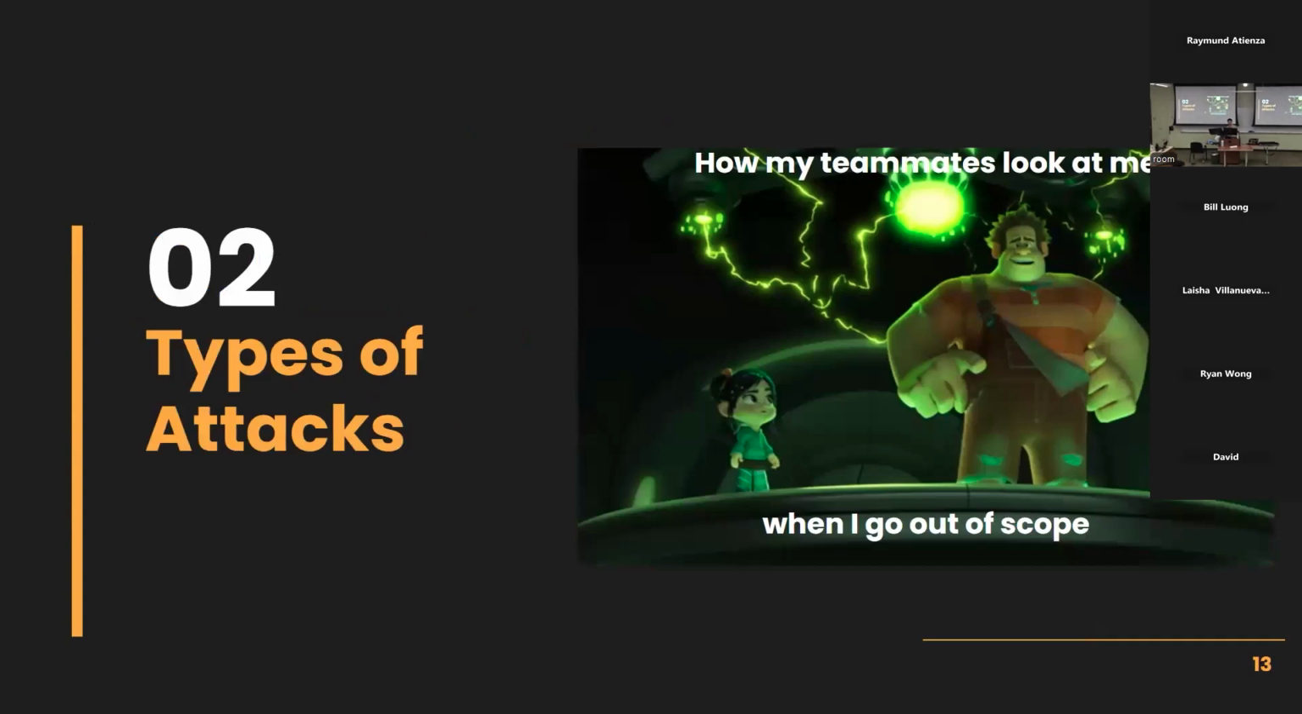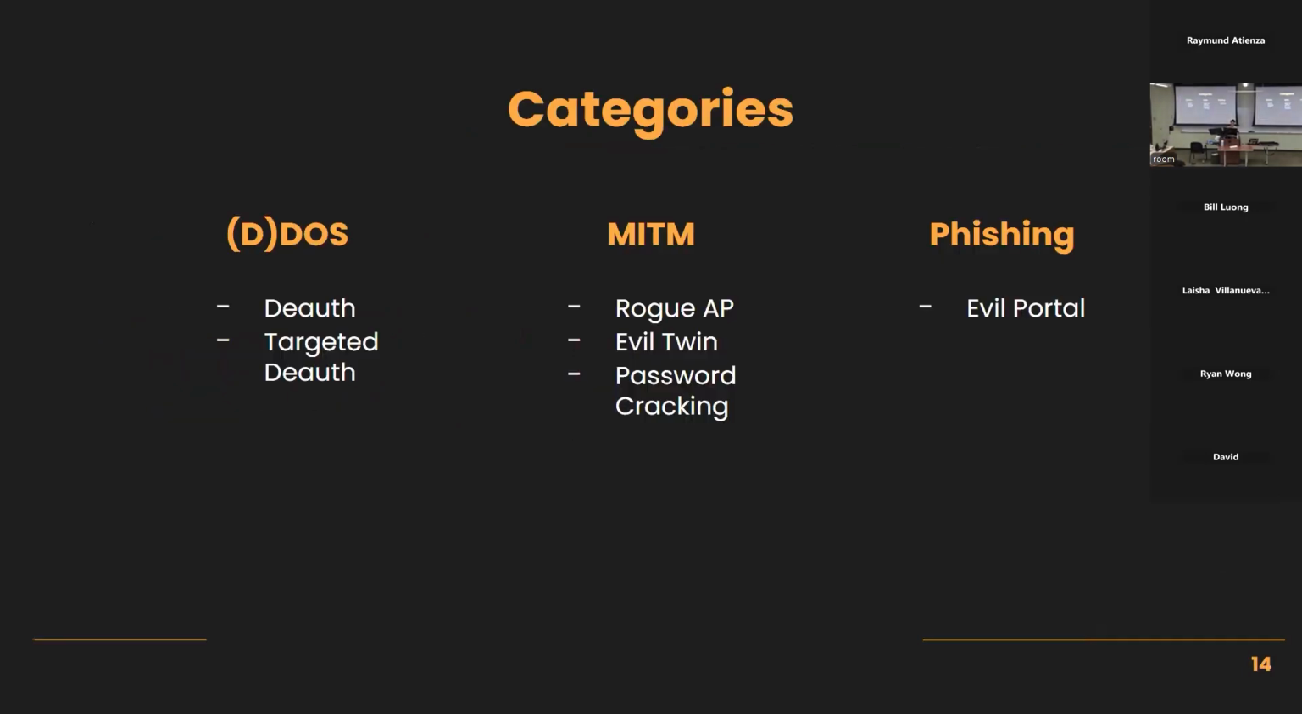So, types of attacks. There are three main categories when attacking Wi-Fi: DDoS attacks, man-in-the-middle, and phishing attacks. For DDoS attacks, you're going to be doing things like deauthentication attacks, where you essentially kick people off the Wi-Fi. Man-in-the-middle is where you have rogue access points, evil twin attacks, and password cracking. These can sometimes use a deauthentication attack to essentially put yourself in between the client and the router. We will get more into this in a bit.